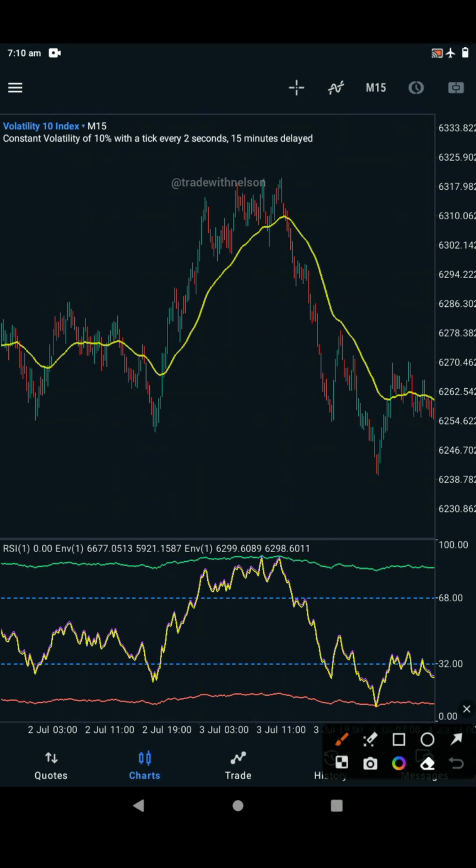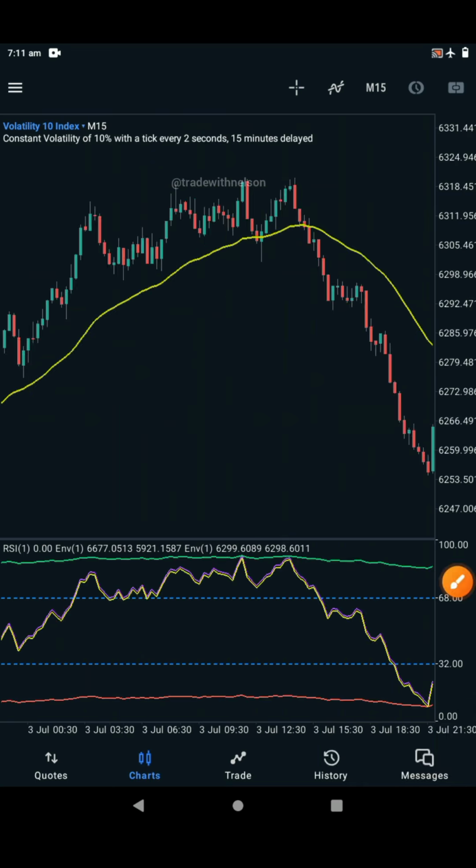So what we want to see is the break of this 68 level, market will retest, and then we will sell up to the 32 level. Don't worry, I will show you some examples. So let's say you want to sell this market to the downside. First thing you want to see is this market rallies to the upside, pushes this indicator, which is the envelope, into the upper band of these other envelopes.